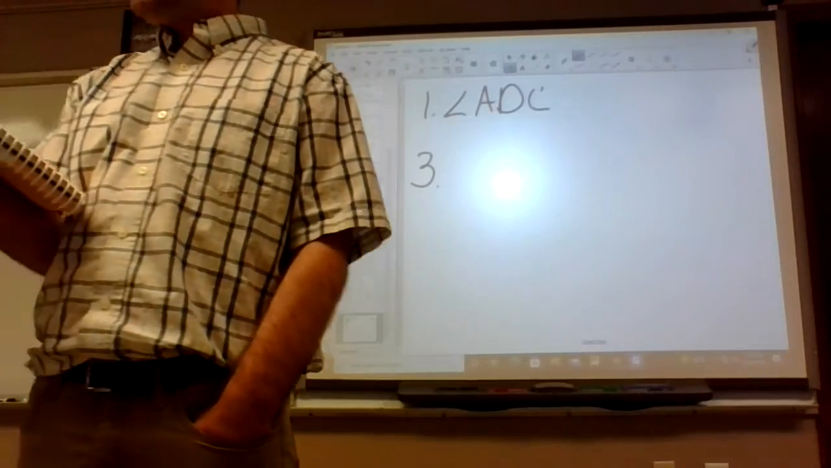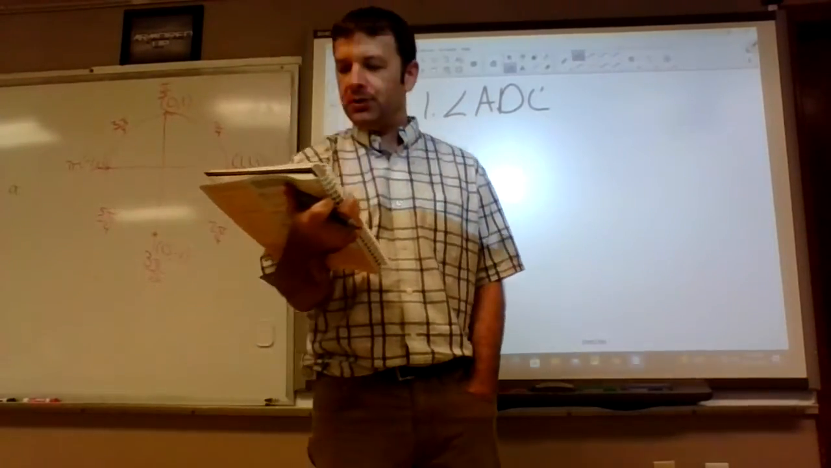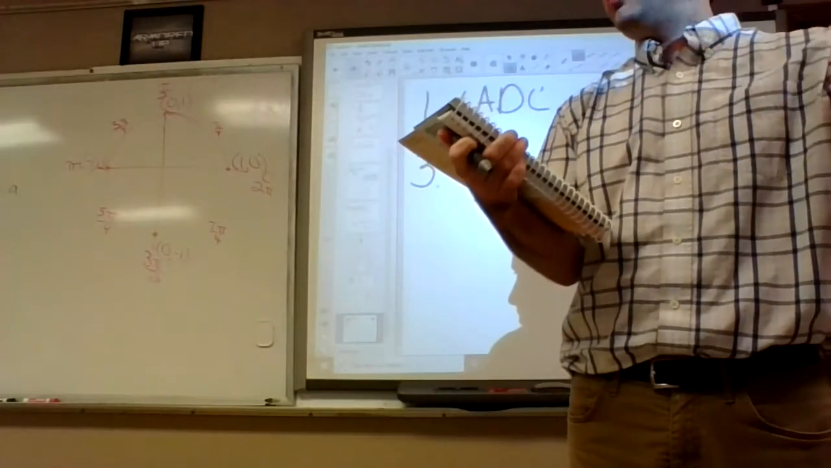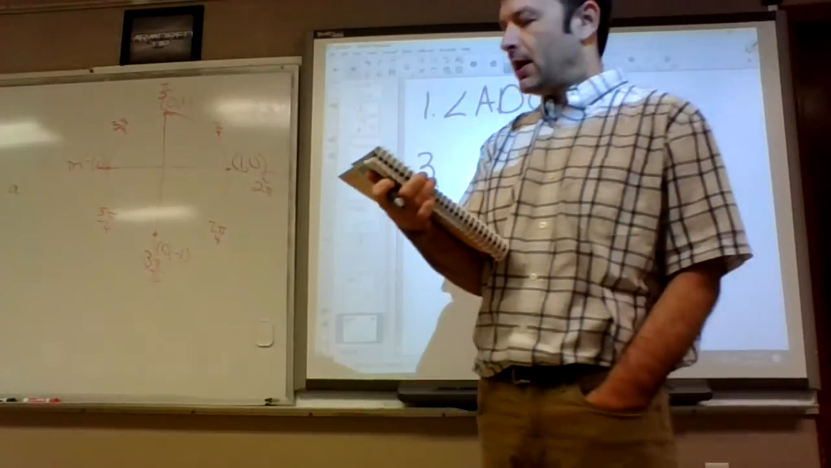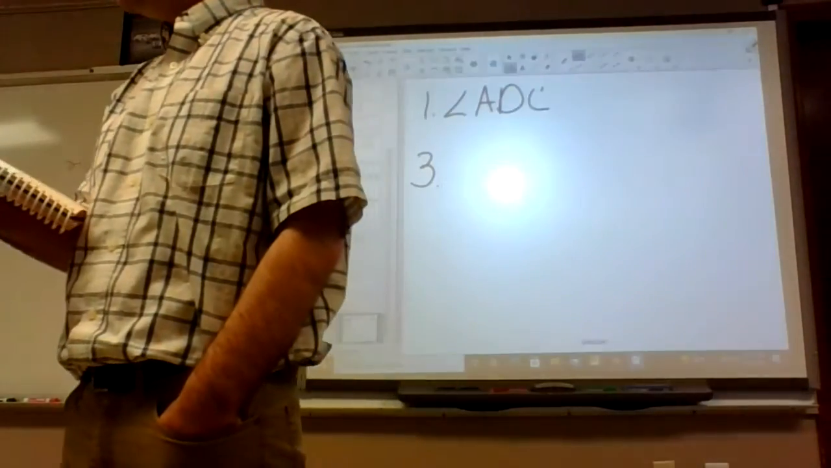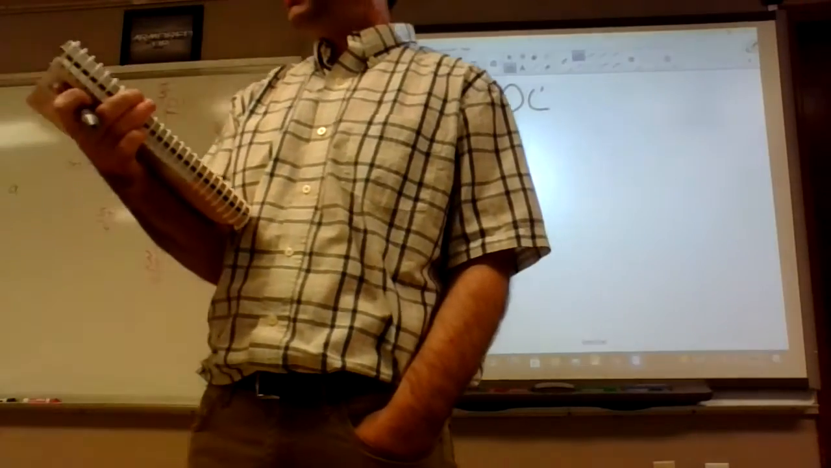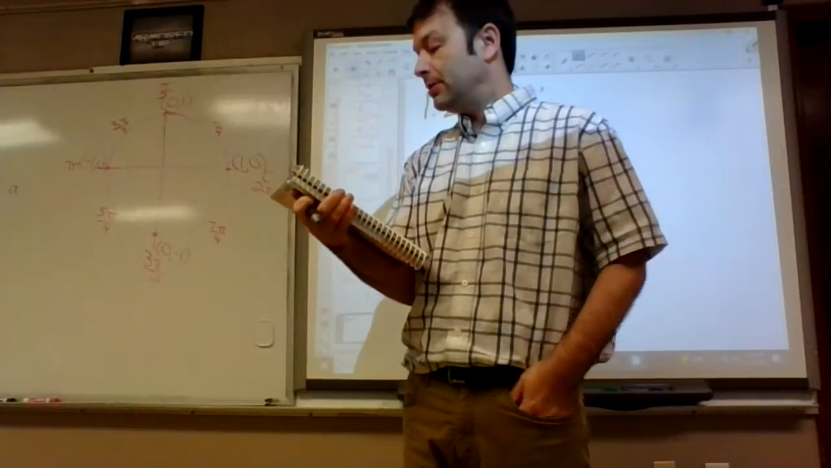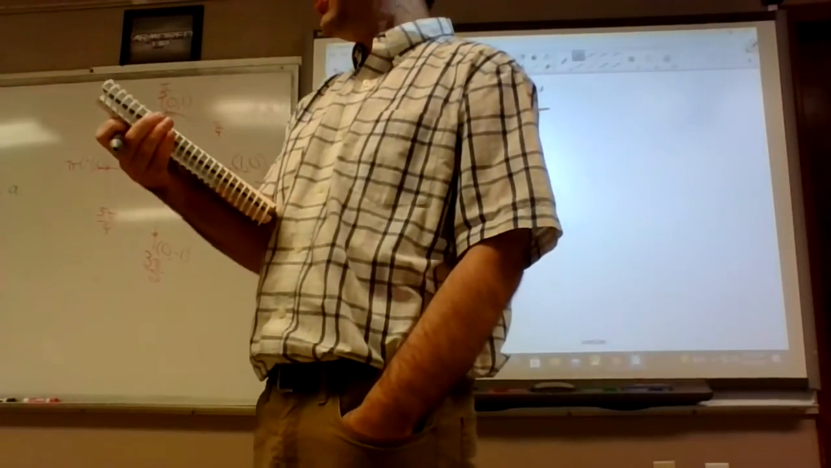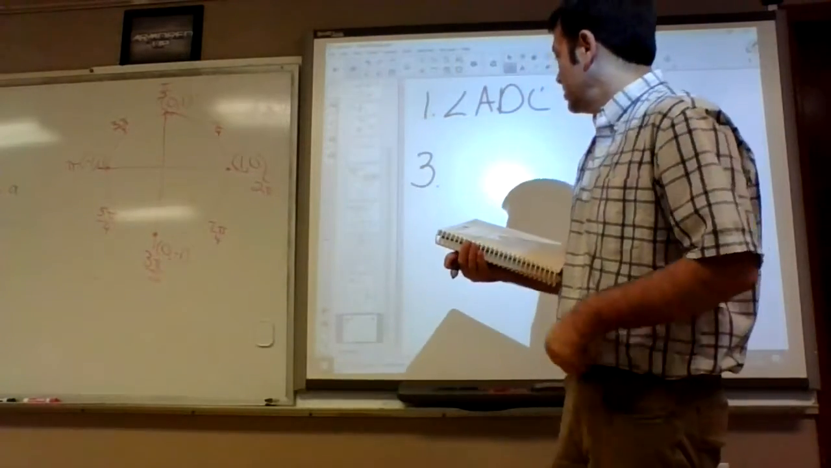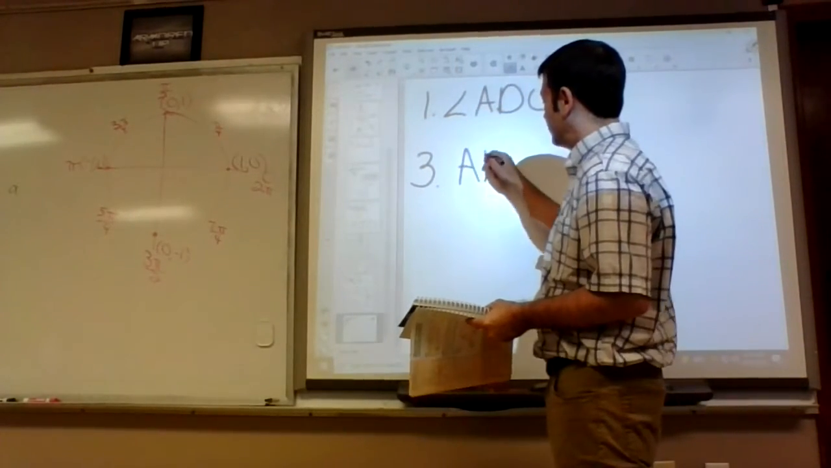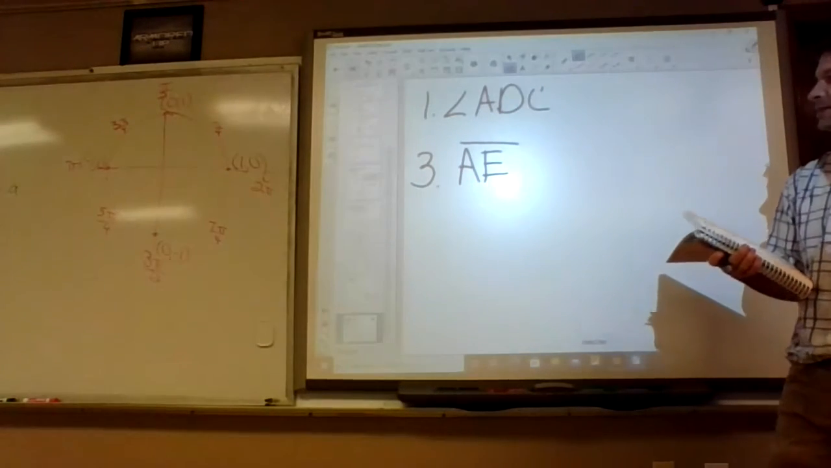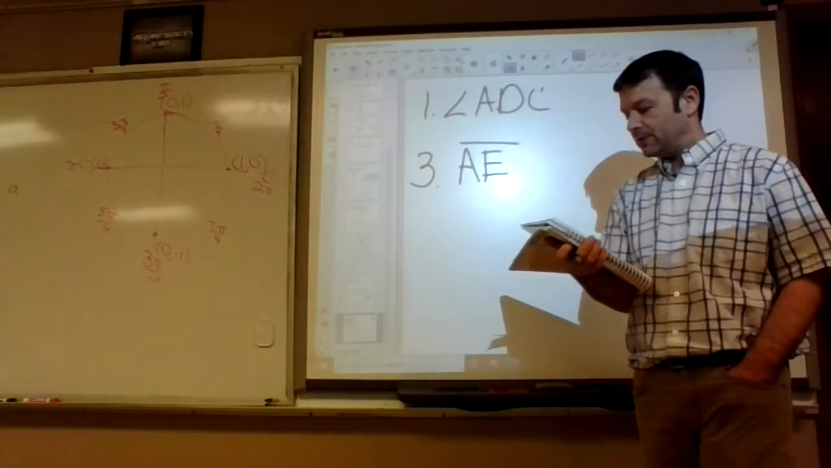Number 3, name the included side between angle DAE. You guys see that in the picture? If you don't see it, just trace it with your pencil. DAE and AED. Line segment AE, yeah, in the top middle angle. Segment AE is between those two. Is segment AE the same thing as segment EA? Yes. The segment from A to E is the same thing as the segment from E to A.